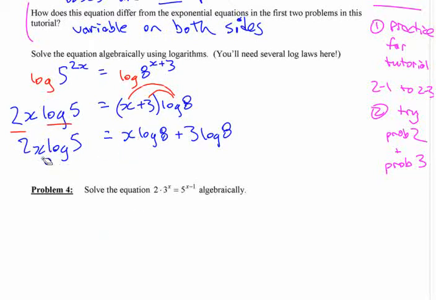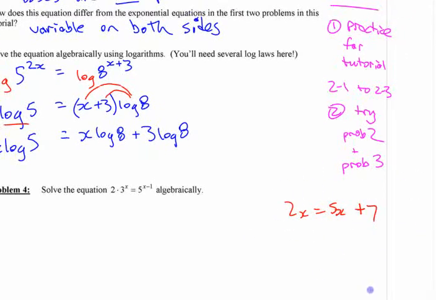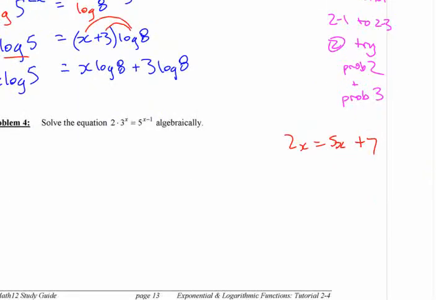Think about what you would have done in grade 9. If you had 2x equals 3x, or let's say 5x plus 7. How would you have solved that in grade 9? Yeah, one way people think about it is they gather all the x's on one side and make it 2x minus 5x. Or 5x minus 2x on the other side.